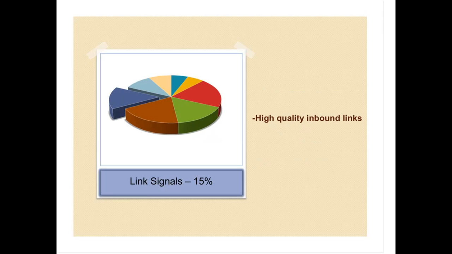Next, you have the link signals, which are high quality inbound links. We're actually going to talk more about inbound links on our next webinar, because that has a lot to do with SEO in general. And what makes a good high quality inbound link? For now, I'll leave you with the domain authority. It's very crucial to make sure that whatever website is linking back to you has a fairly good domain authority and a good trust.